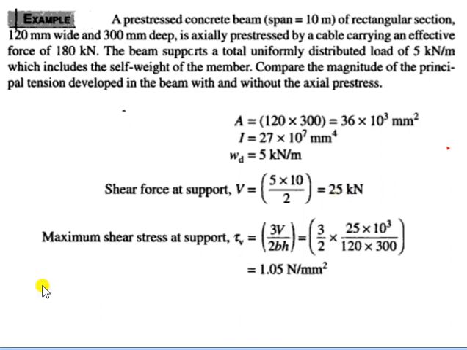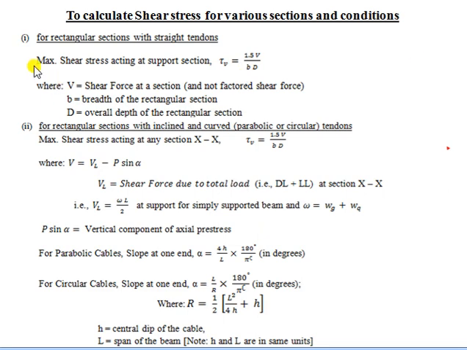Then maximum shear stress at the support. So remember it is a rectangular section, for rectangular section with straight tendons. In the question they have not mentioned whether it is a straight tendon or a parabolic tendon. So let us consider it as a straight tendon because they have not mentioned any angle or any eccentricity at the center or at the supports.